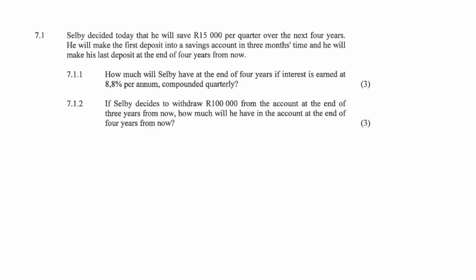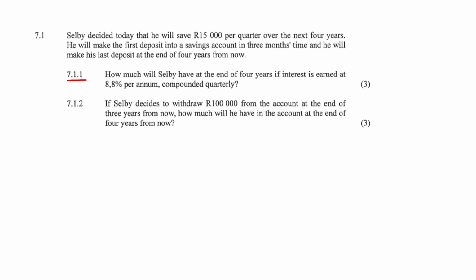Selby decided today that he will save 15,000 rands per quarter over the next 4 years. He will make the first deposit into a savings account in 3 months' time, and he will make his last deposit at the end of 4 years from now. So, question 7.1.1, how much will Selby have at the end of 4 years if interest is earned at 8.8% per annum compounded quarterly? So, this is a future value question.